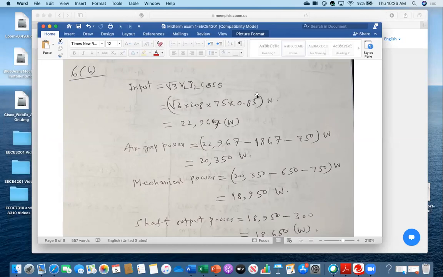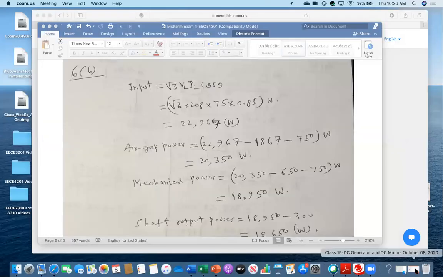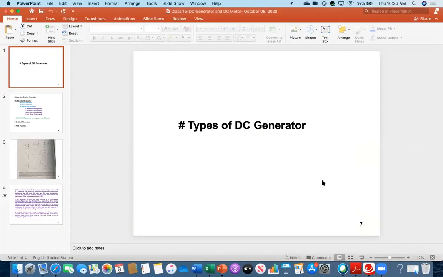Okay, so I am stopping sharing here, and let me open today's class. Everybody, can you see types of DC generator? Yes, sir. Okay.